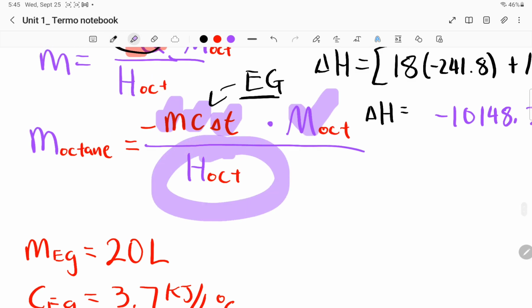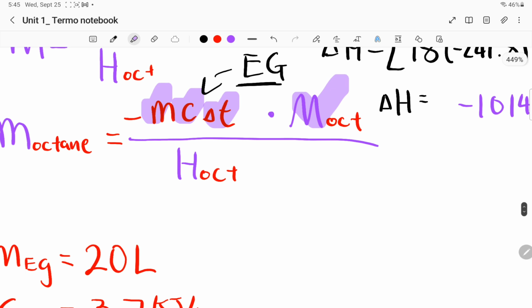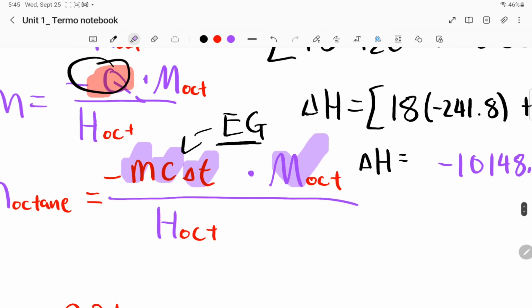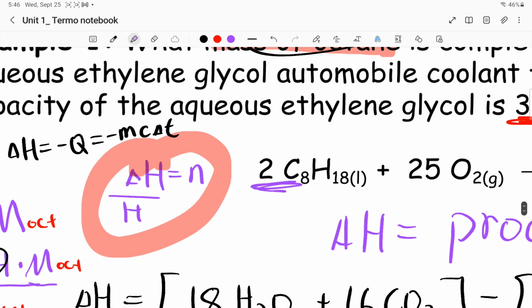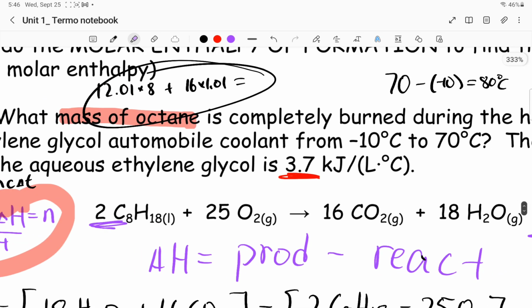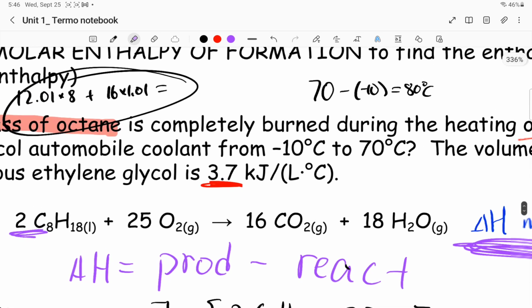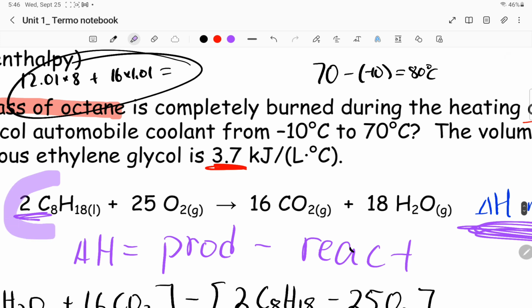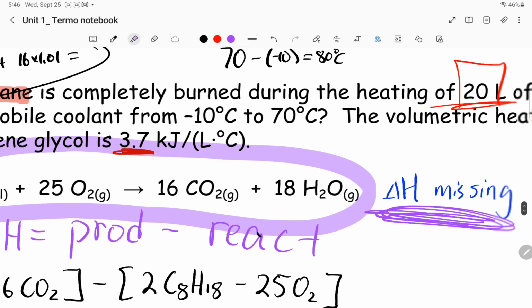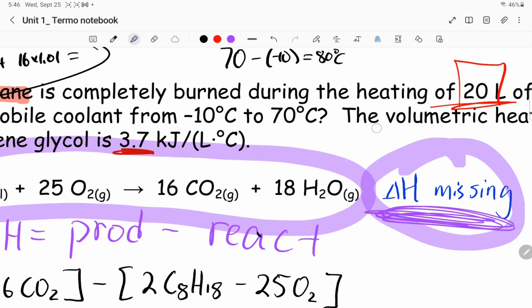Now here's a big problem. The molar enthalpy of octane, we don't know that. How can we find that out? Remember, this molar enthalpy is of the reaction. We have the surrounding, we don't have the reaction. So this is where our molar enthalpy of formation is going to come in. Because right now, for this reaction, we don't know the delta H, so we have to calculate the delta H. Whenever your delta H is missing, most likely you're going to have to calculate it.